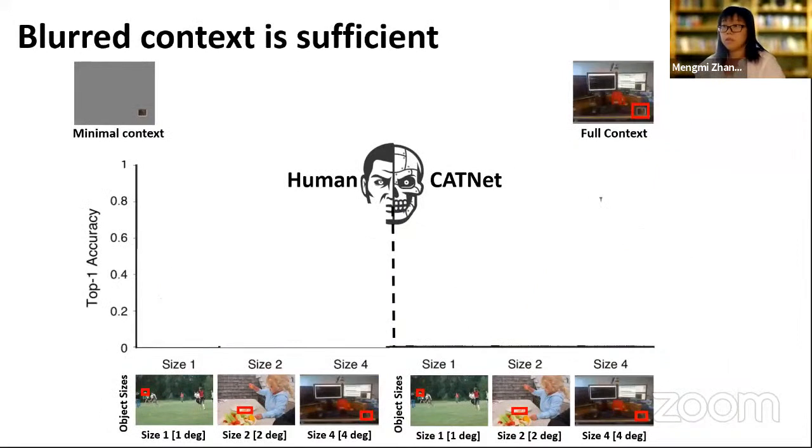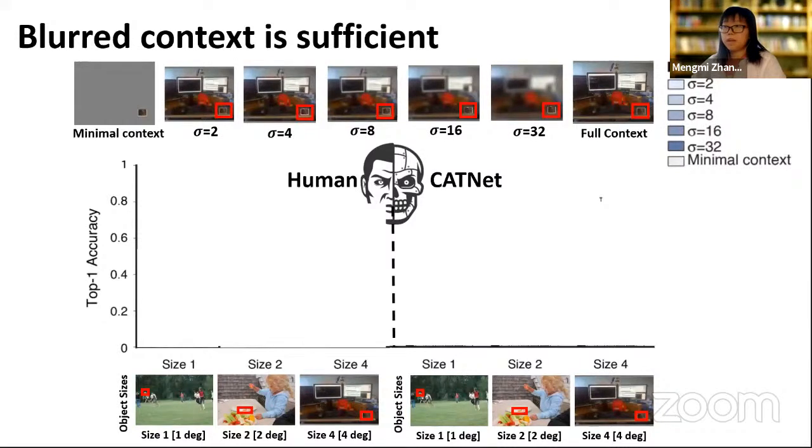So due to the strong eccentricity dependence of human vision, the periphery has less resolution than the fovea, we conjecture that low resolution context could be sufficient to facilitate recognition. To quantify the impact of contextual resolution, we blur the context using a zero mean Gaussian with a wide range of standard deviations. To avoid the memory effect, each human subject sees all the blurred conditions with different images.